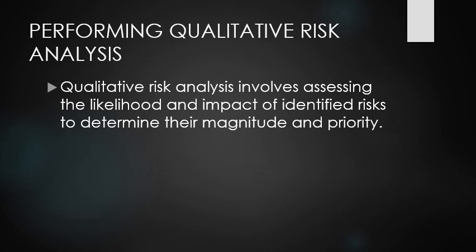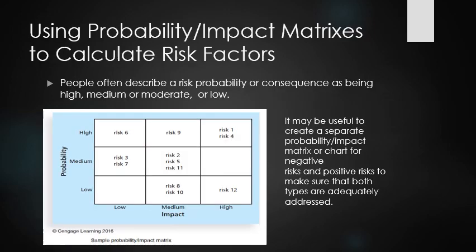Performing qualitative risk analysis is an important step. Qualitative risk analysis involves assessing the likelihood and impact of identified risks to determine their magnitude and priority. People often describe a risk probability or a consequence as being high, medium or moderate, or low. For example, a meteorologist might predict a high probability or likelihood of severe rain showers on a certain day.